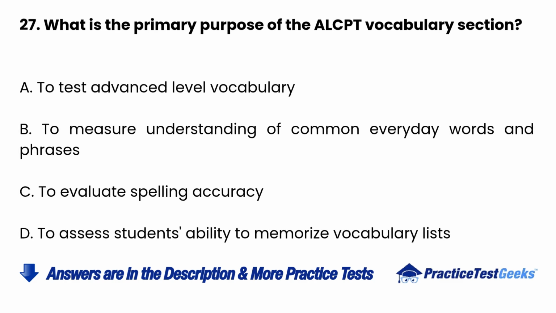27. What is the primary purpose of the ALCPT vocabulary section? A. To test advanced level vocabulary. B. To measure understanding of common everyday words and phrases. C. To evaluate spelling accuracy. D. To assess students' ability to memorize vocabulary lists.